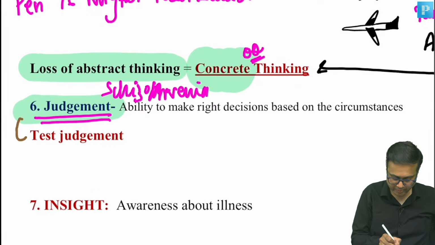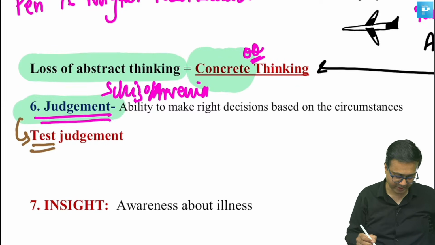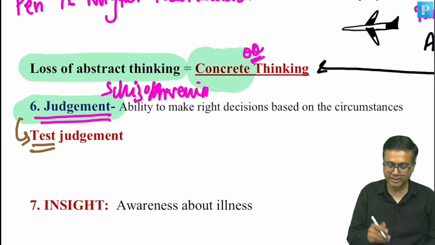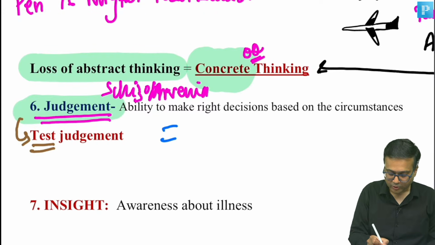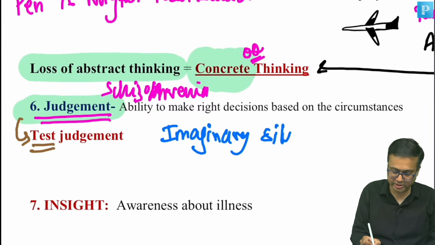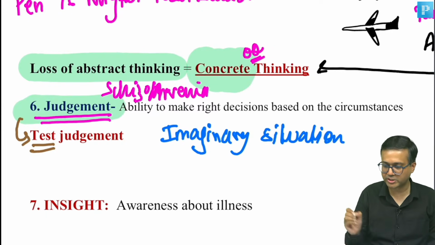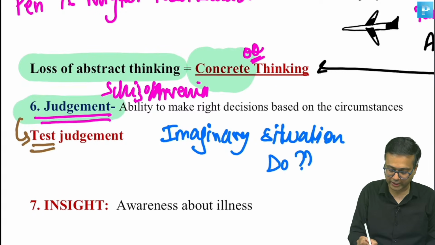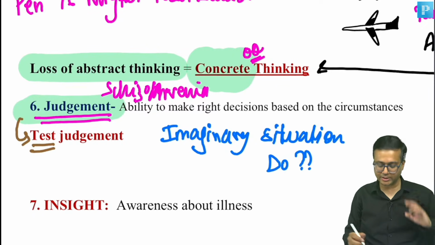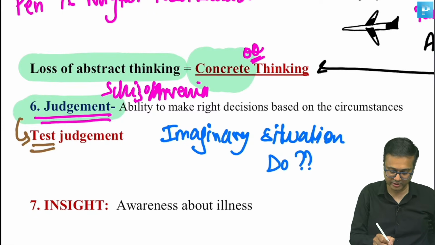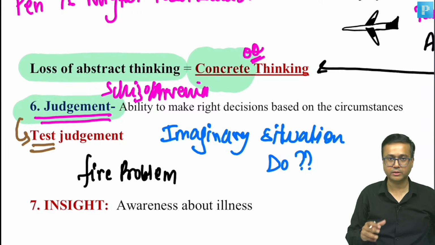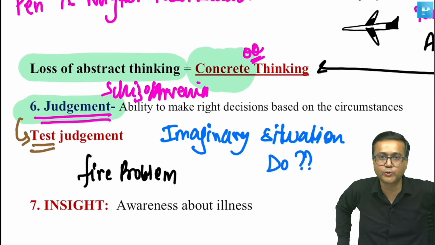One important judgment, beta, which I will discuss is test judgment. See the name, test judgment, it tells us that we are giving a test. So I give an imaginary situation to the patient, and I ask that person what will you do in that situation? Suppose let me ask you the question which we ask the patient, the fire problem. Suppose the neighbor's house catches fire, beta, what will you do?